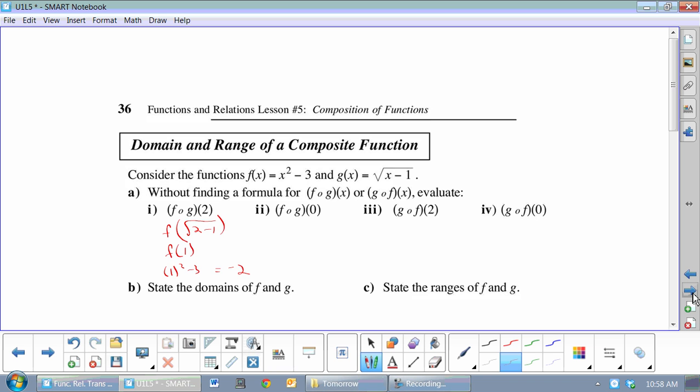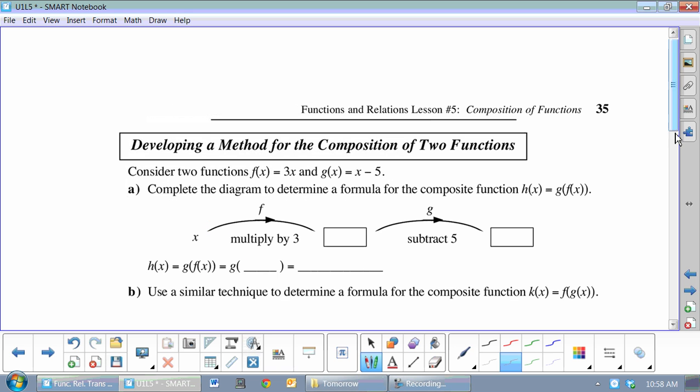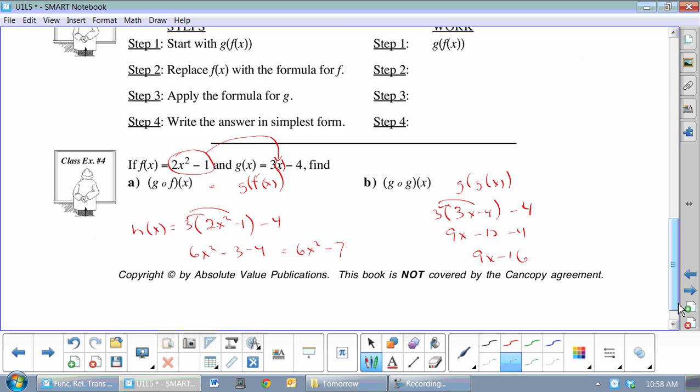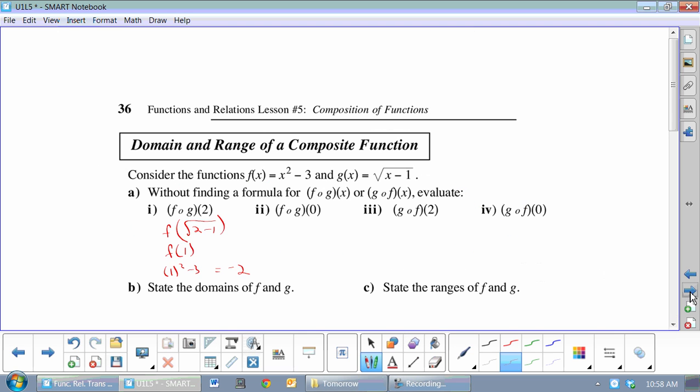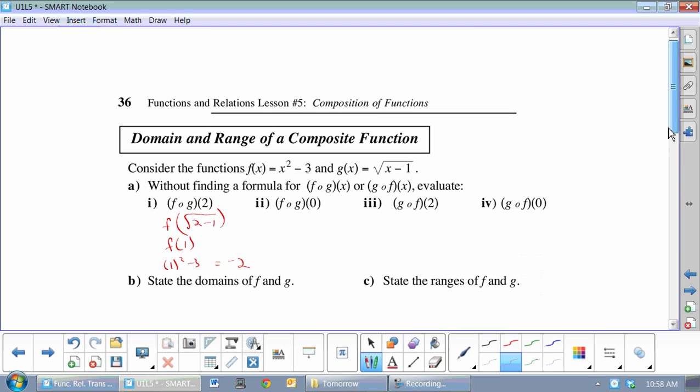So you can do f of g of x. Now, some people might be asking, can I put g of x into f of x, solve it, and then put 2 in there? Think you could? Yeah, you can. So you can do the whole equation like we did here, right? And then you could just put 2 in after you're done. F of g of x or g of f of x or whatever it asks you, okay? Either way works.